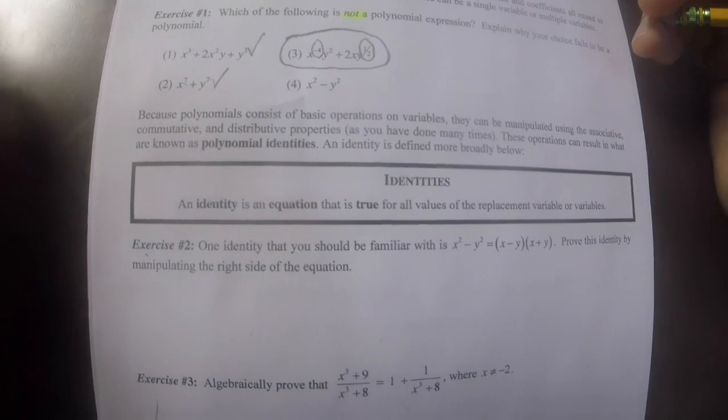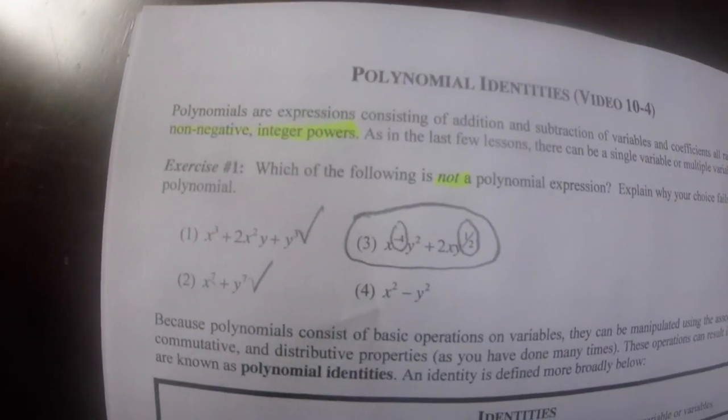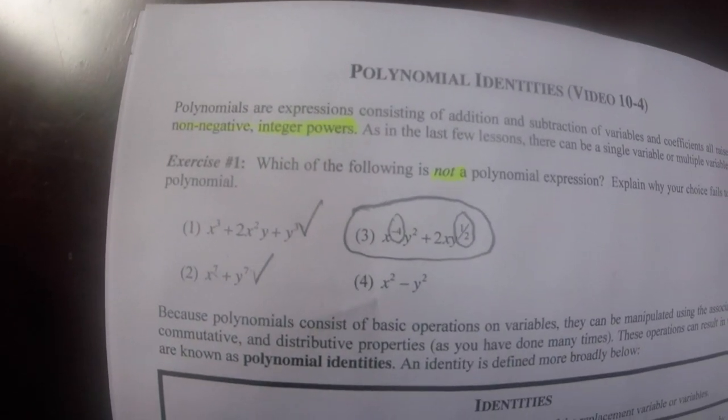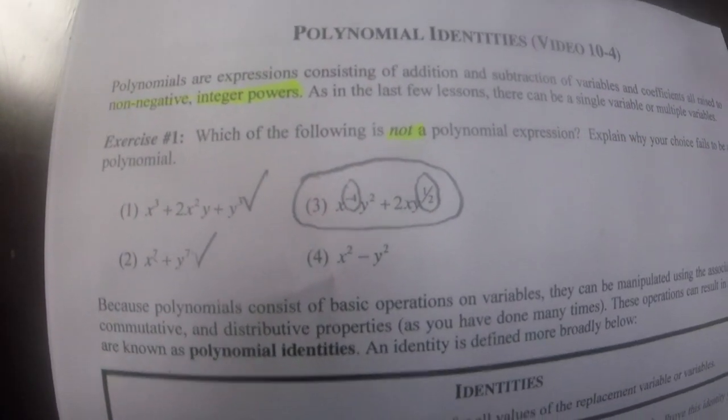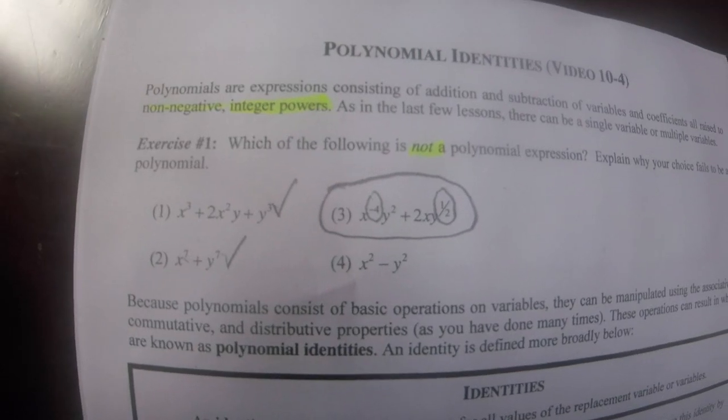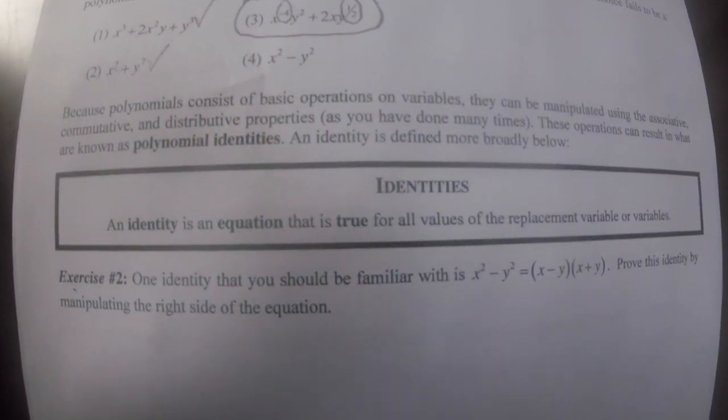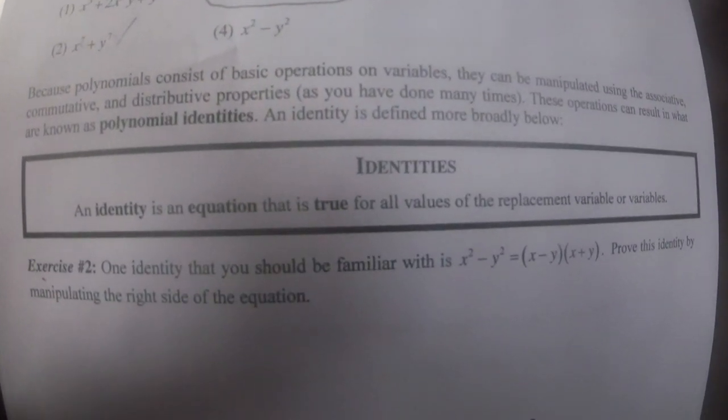All right. So we know what a polynomial is from the first example that we just did. Non-negative integer powers. So choice 3 was the answer. Hopefully you could see it now. All right. Now we're going to move on to identities. This is something that we did earlier in the year that you should be familiar with.